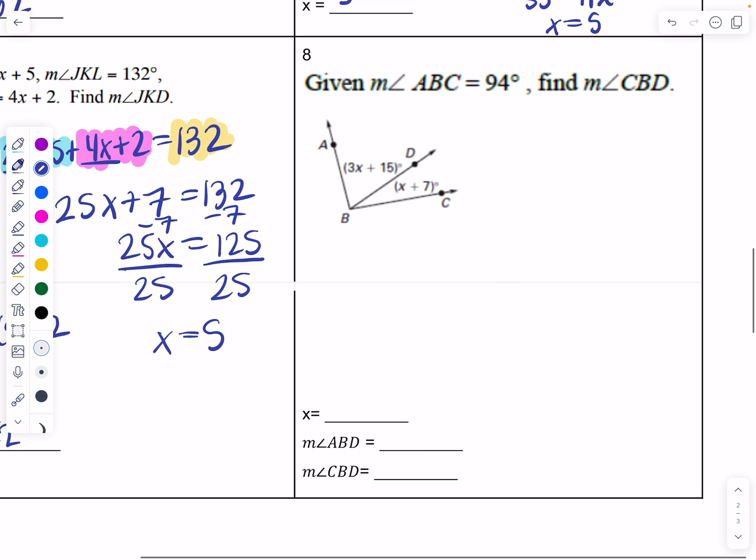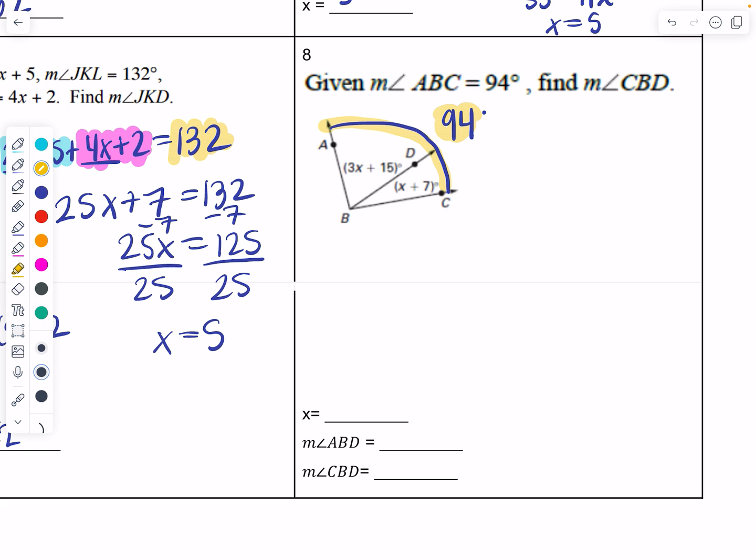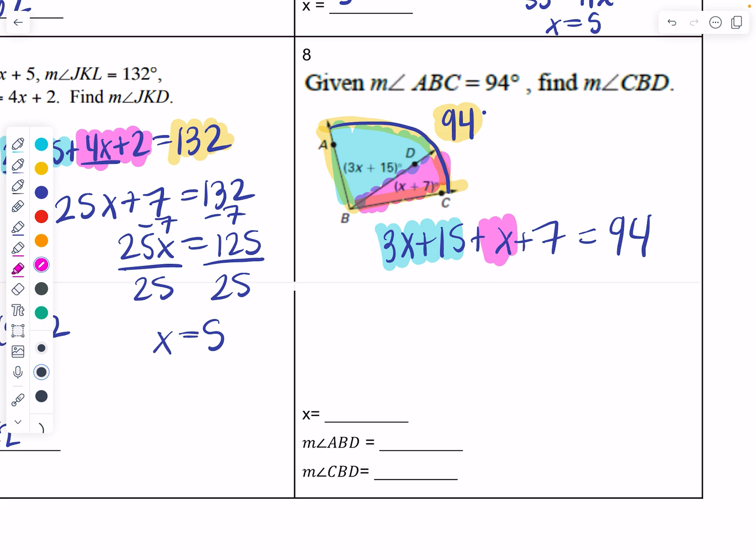All right, last one. It says that this big angle ABC is 94 degrees. So that's my yellow one. 94 degrees, ABC. And then we've got our blue piece, 3x plus 15. This one's kind of nice because it already has the expressions in the diagram. And it wants us to find x. And so 3x plus 15 plus x plus 7 adds up to 94. So that is going to be blue plus pink equals yellow.